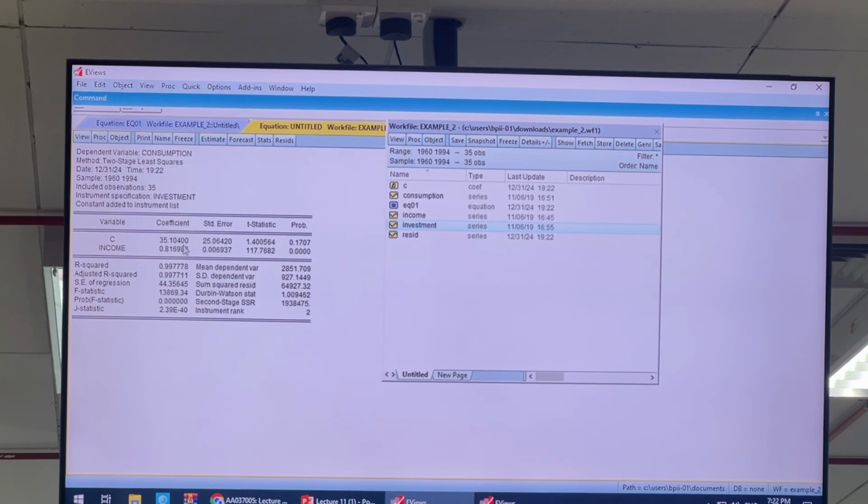So you get the same estimate that we calculated using indirect least squares. We have 35 point something for the intercept, and then 0.81 for the slope. For the manual approach, if you want to do it step by step, I leave it to you to do. You should get the same estimate. Try to do it later, during the 30-minute break, the two steps manually using only OLS. You should be able to get the same.